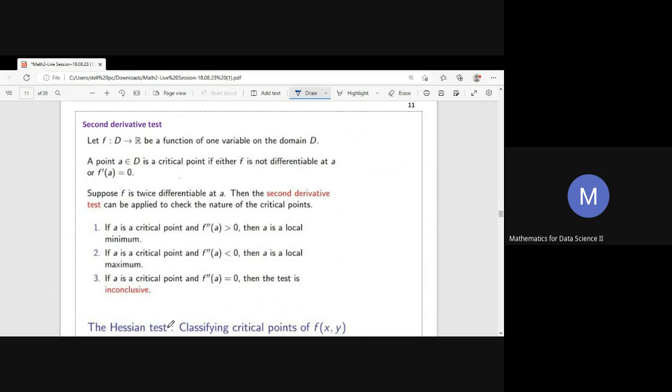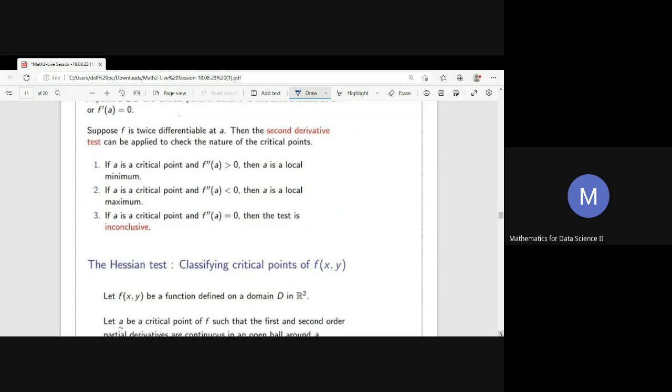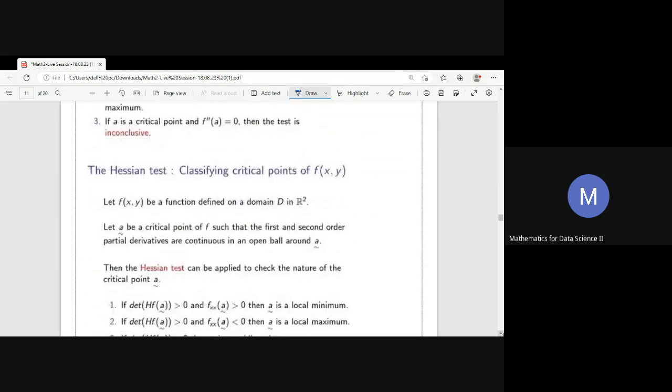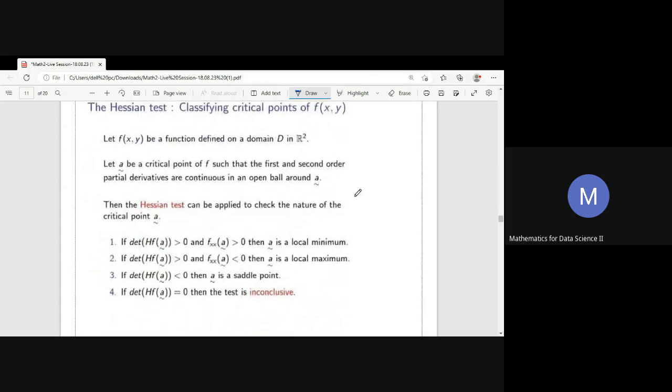Now we are going to do a similar thing with the Hessian matrix, which is called the Hessian test. We are going to classify the critical points of f of x comma y. So first let us look at the case of two variables. Let us consider the function with a critical point a tilde. See here, one important thing is that they are assuming that the first order and second order partial derivatives are continuous.